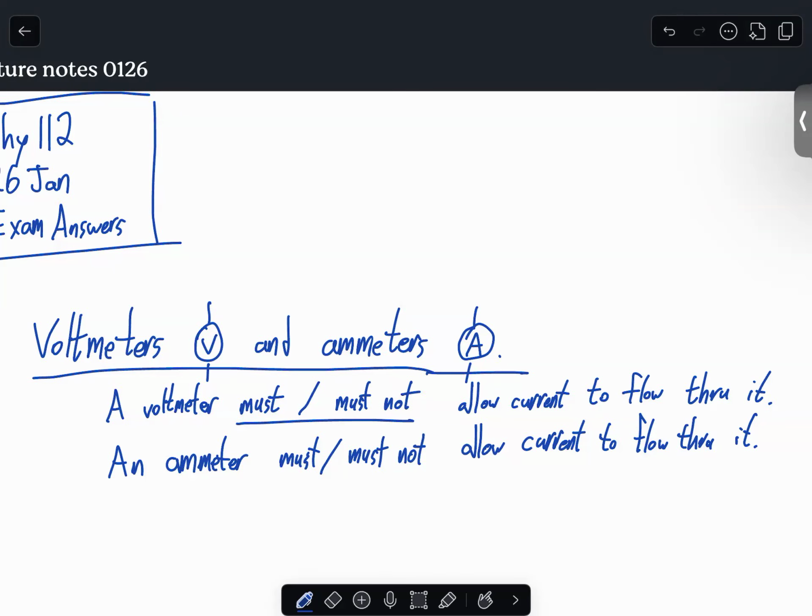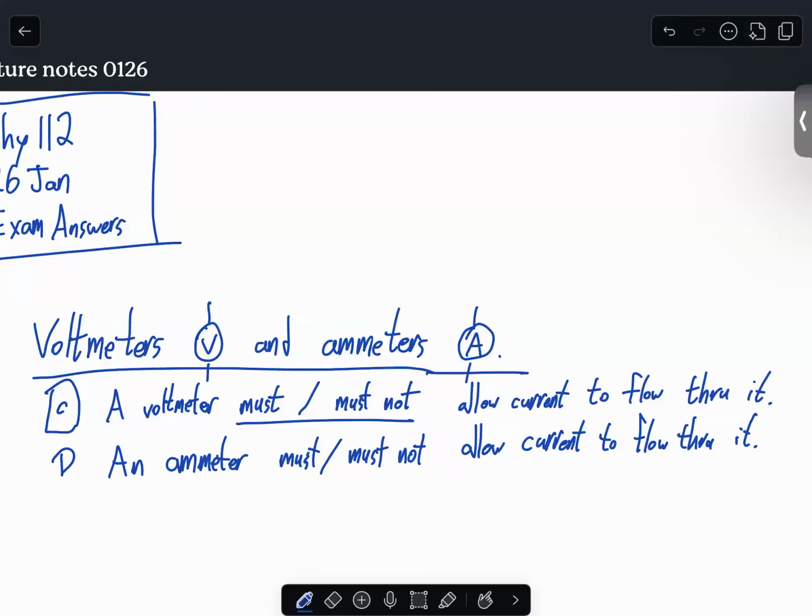Okay, so let me ask you this. We've got a voltmeter, we've got an ammeter. We want to measure the electrical pressure of something. We want to measure the flow rate through something. Tell me, circle the correct answer. This would be question C, and this would be question D.